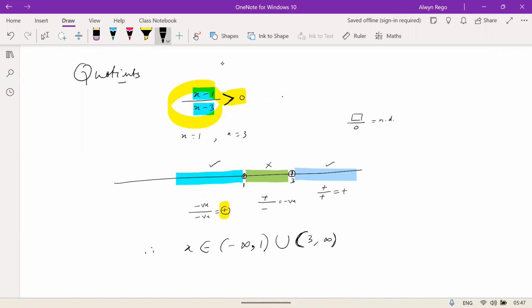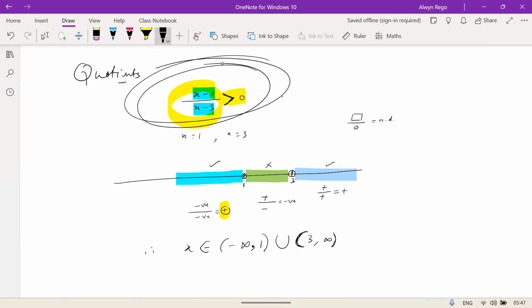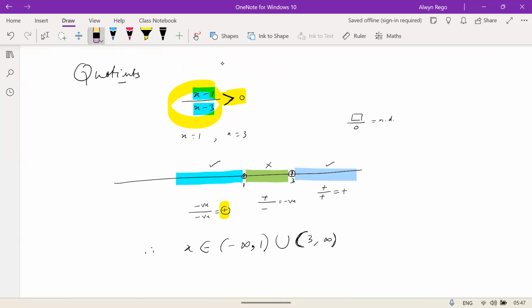So if you plug a value less than 1 in this expression, or a value more than 3 in this equation, the inequality is satisfied. So graphically also, it's very interesting to see how these inequalities can be solved in a fraction of a minute by just looking at the graph. But this is the purely algebraic treatment, algebraically finding out what the solutions are for the given inequality.